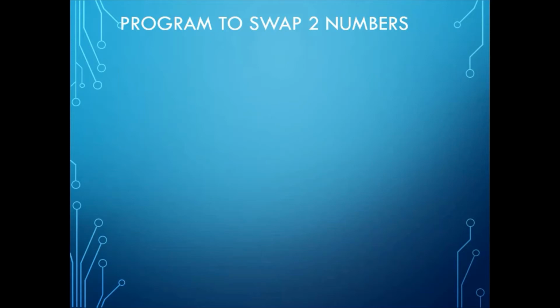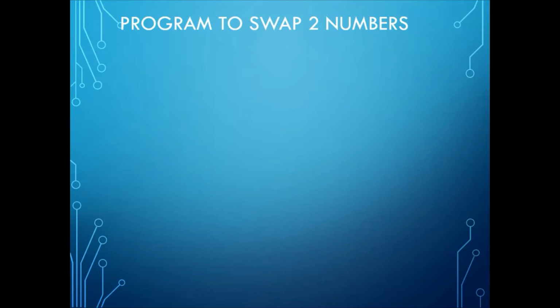Hello students, in today's class I will cover two C programs. First one, program to swap two numbers. So first let us understand what do you mean by swapping of numbers. Swapping is nothing but exchanging or interchanging the numbers or values.